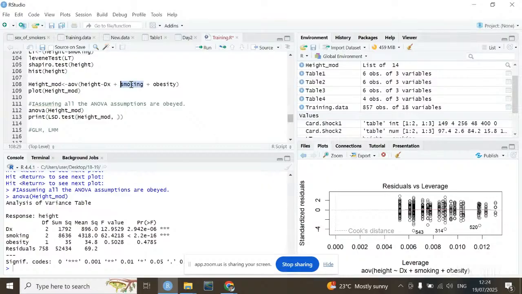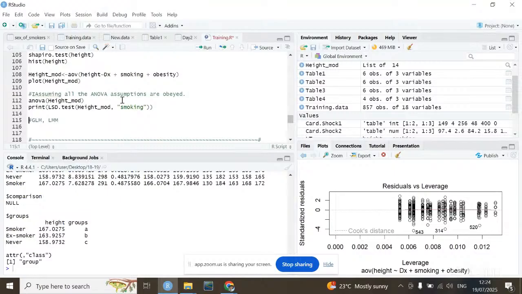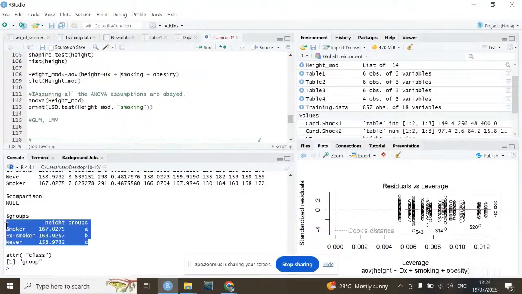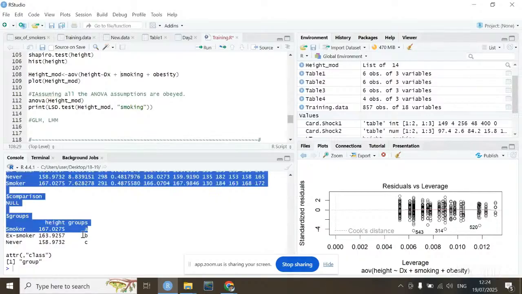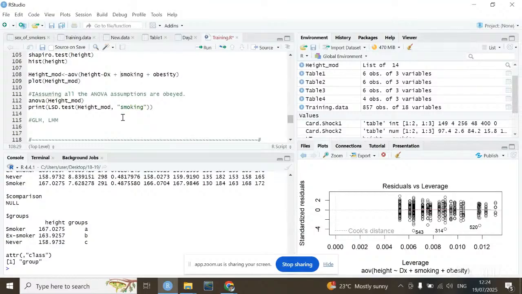Then we say comparing the smoking status. With the multiple comparison, you need this function here, the LSD test. You need to put this into brackets, and it will give you the comparison. So you realize the smokers are actually taller than the ex-smokers and those who have never smoked. But I'm just assuming.